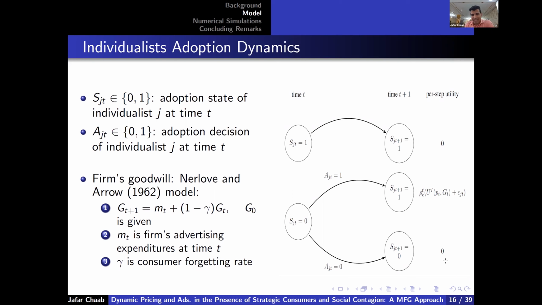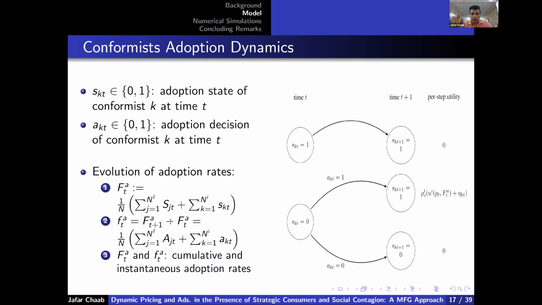For the goodwill effect that impacts the individualist dynamic programming problem, we consider the Nerlove and Arrow model, where M is the firm's advertising expenditure at each time, and gamma is the consumer forgetting rate. A similar adoption dynamics can be imagined for the conformist. Here, at the bottom right part, when the conformist decides to adopt, he or she is going to receive this utility. Otherwise, no utility will be gained for this consumer.